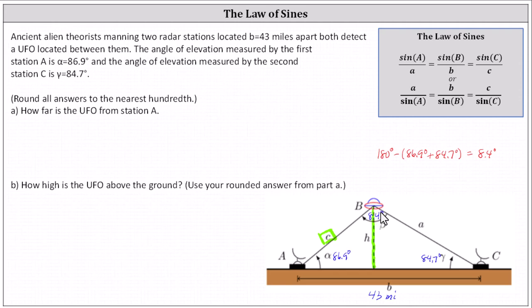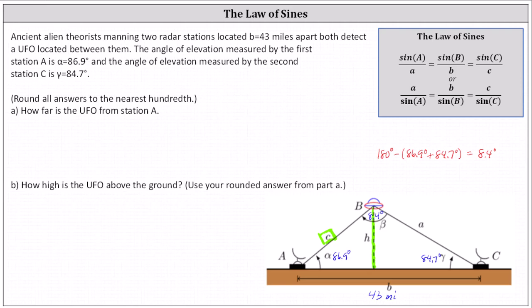From here, because we have the measure of angle B as well as the length of the opposite side, and we have the measure of angle C, we can determine the length of side C using the law of sines. In this example, because we're looking for the length of side C, we'll go ahead and use the alternative form of the law of sines, which is the second line here.